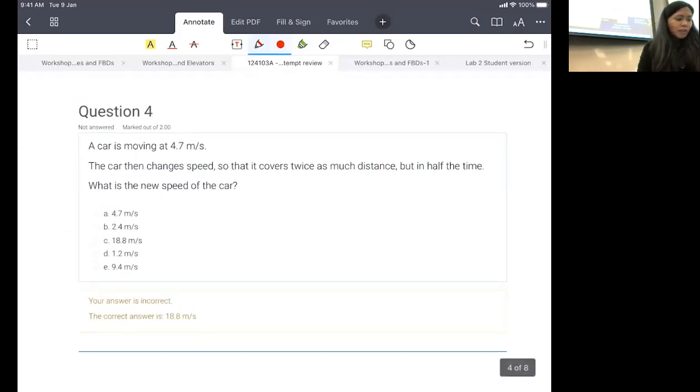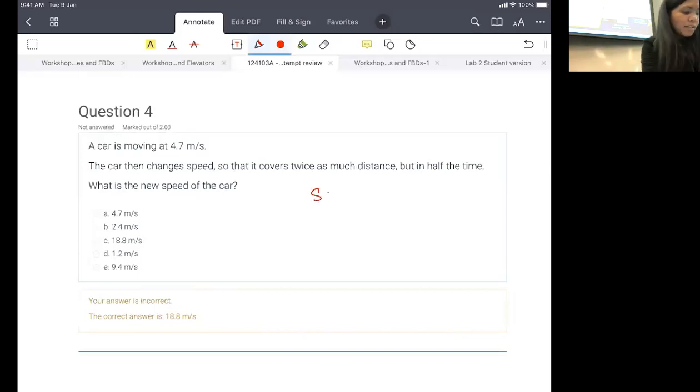A car is moving at 4.7 meters per second. The car changes speed so that it covers twice as much distance, but in half the time. What is the new speed of the car?